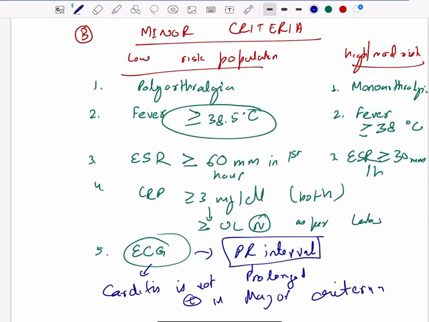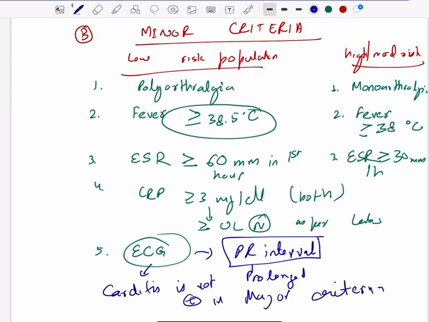Second, when you consider fever, the temperature is also set high for the low risk population, that is more than or equal to 38.5 degrees Celsius. For fever in the moderate and high risk population, it is just 38 degrees Celsius. Third, ESR. For the low risk population, it is more than or equal to 60 in the first hour, while for the high and moderate risk, it is 30 per hour. CRP is the same, more than or equal to 3 mg per deciliter for both.